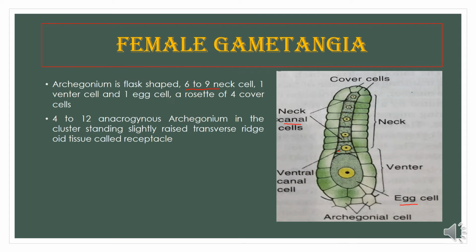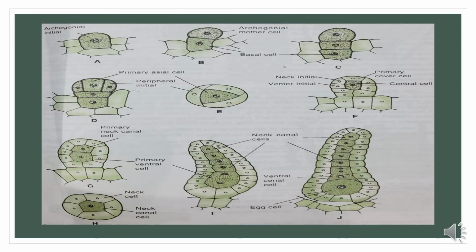As the gametangium matures, all these neck canal cells as well as the ventral canal cell degenerate, and the entire cell mass is converted to a mucilaginous mass. The entire neck region and ventral region are filled with mucilage to create an easy passage. They enlarge and divide transversely into the archegonial mother cell and the basal cell.